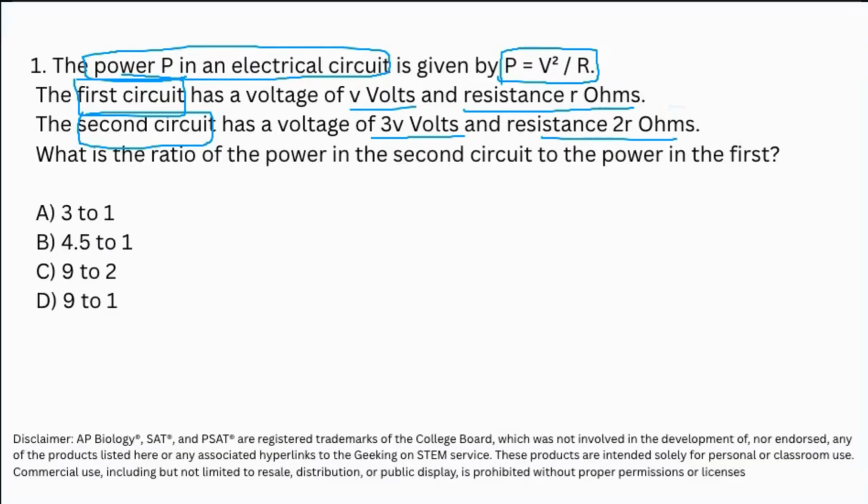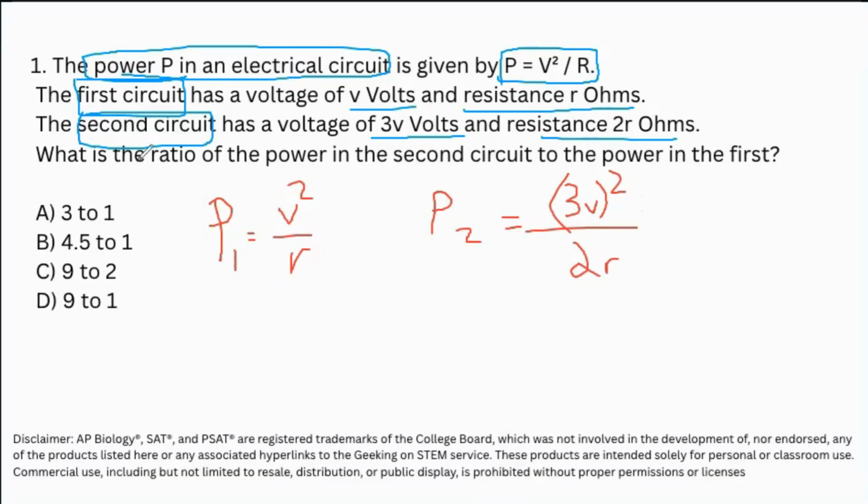So first, let's tackle this first circuit. If we take a look at P1, which is our first circuit, we know that the equation is V squared over R. In that first circuit, it's just V, so it's V squared. And then they tell us the resistance is just R ohms, so that's just going to be R. Then in the second circuit, that would be P2, and that's going to be 3V, all squared over the new R, which is 2R.